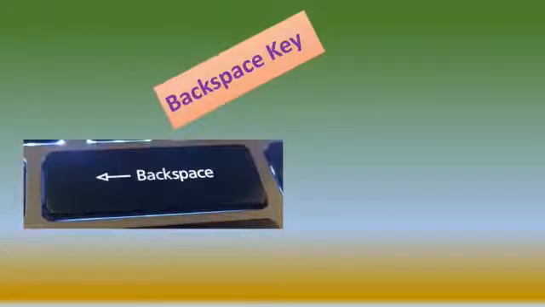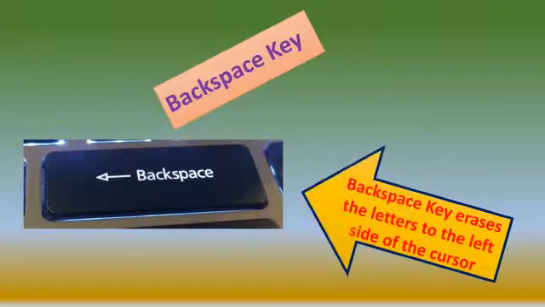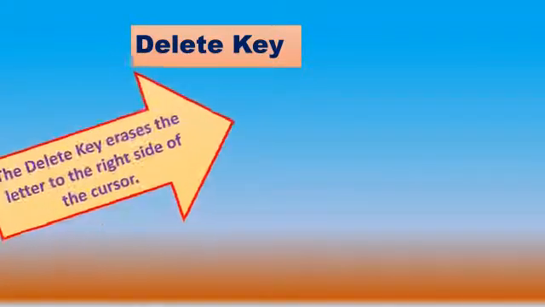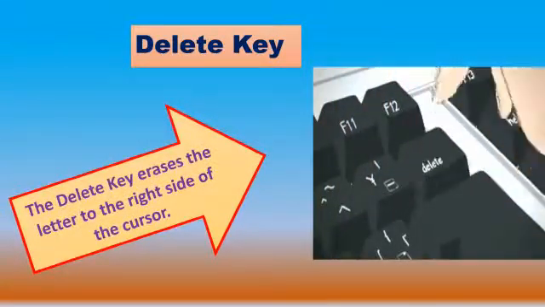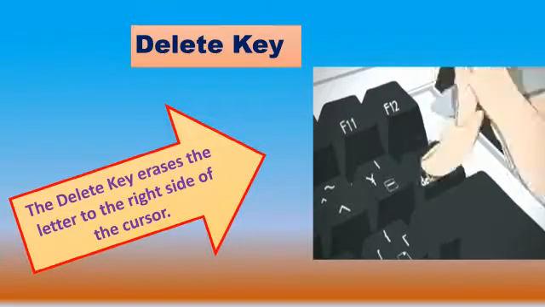Let us understand what is the use of backspace key. Children, while typing, if you make any spelling mistake, then you can erase it with the help of backspace key. Backspace key erases the letters to the left side of the cursor. Delete key. It is also used to erase the wrong letter or any word. The delete key erases the letter to the right side of the cursor.